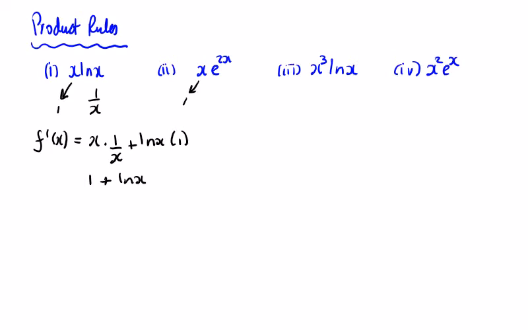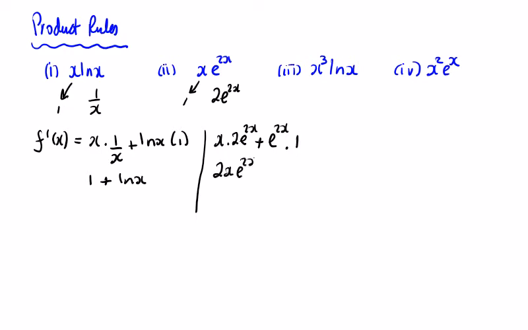Second one, x goes to 1. E to the power of 2x goes to 2e to the power of 2x. So we're going to get the first, which is x, by the second differentiated, which is 2e to the power of 2x, plus the second, which is e to the power of 2x, times 1. So we have 2x e to the power of 2x, plus e to the power of 2x. We could factor out e to the power of 2x, keep it nice and tidy, which would leave e to the power of 2x times 2x plus 1.